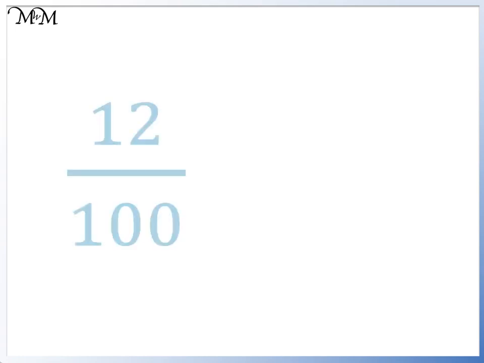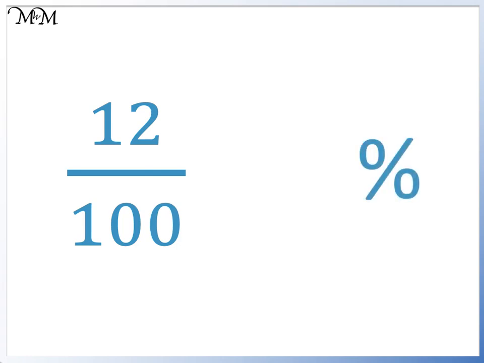So we understand that a percentage is a fraction out of 100, but what if we wanted to convert a fraction to a percentage? Say we were given the fraction 12 hundredths. That's 12 out of 100. We know that a percentage is a fraction out of 100, so 12 out of 100 is simply 12%.